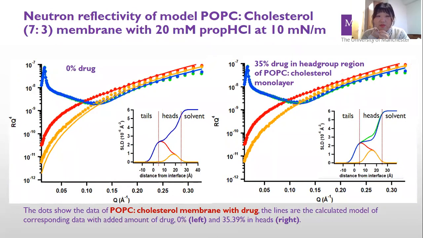And here is the data of the POPC cholesterol monolayer interacting with 20 millimolar drug. When we model this system, we assume that cholesterol only has a hydroxyl group in the head group region of lipids, and the result here shows that there was 35% of drug in the head group region of the POPC cholesterol monolayer. Therefore, it is obvious that the existence of cholesterol affects the interaction between drug and POPC significantly.